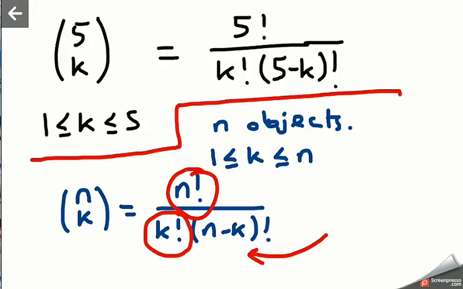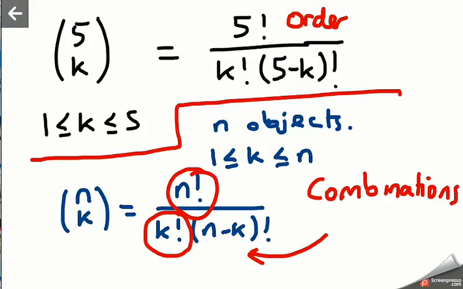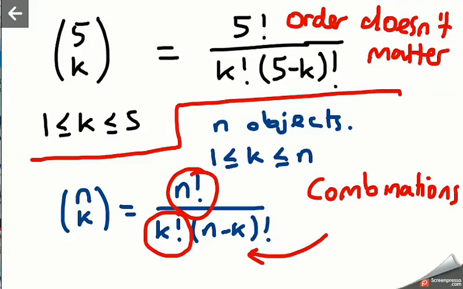Okay, so that's called combinations. Combinations are when order doesn't matter. It doesn't matter if I choose marble 1, marble 2, marble 3, or if I choose marble 3, marble 2, marble 1. All I care about is that I end up with those particular 3 marbles in my hand at the end. That's all I care about. Doesn't matter what order I chose.